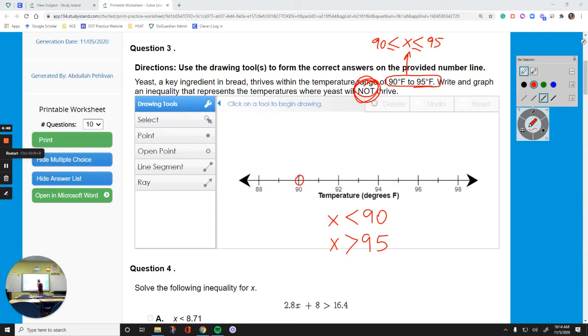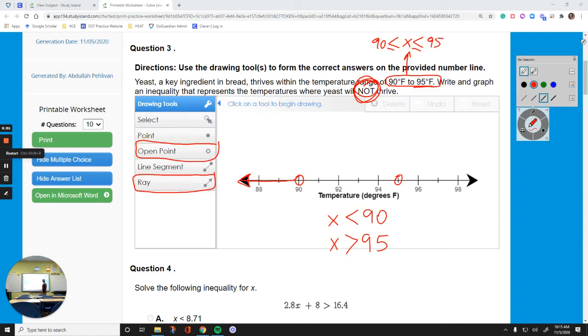90 is not included, so you'll need an open point at this degree, and you'll need an arrow, which is a ray right here, indicating the left. An open point and a ray. And then we need the same thing for 95 and up.